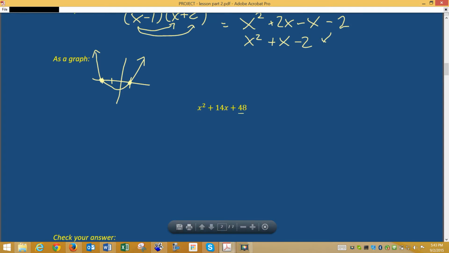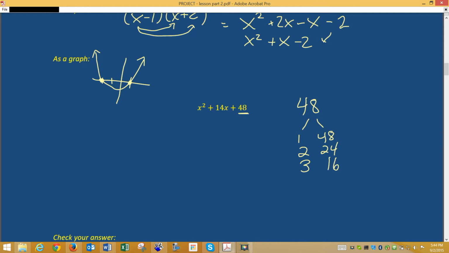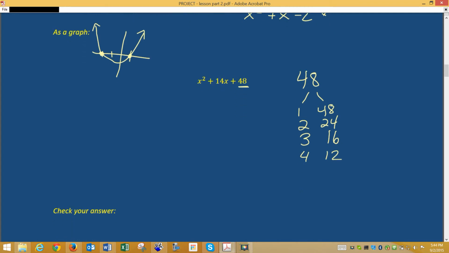All right, so we need to factor this last number and get factors that add to +14. So factors of 48. 1 times 48 is 48. 2 times 24 is 48. 3 goes into it how many times? Let's see. 48 divided by 3 is 16. 4 times 12. And 6 times 8. Okay. Let's see. 1 and 48, no. Oh, 6 plus 8 is 14.